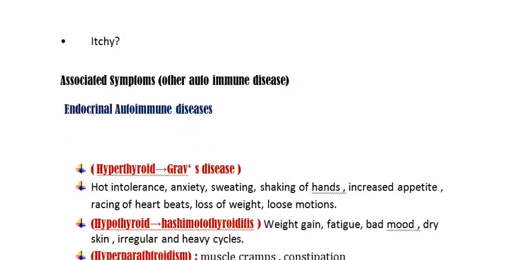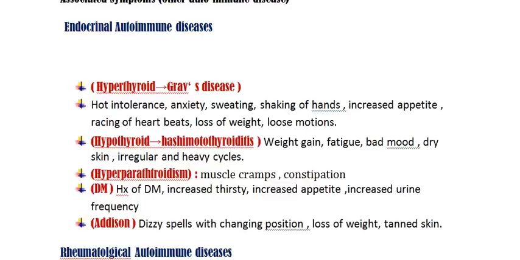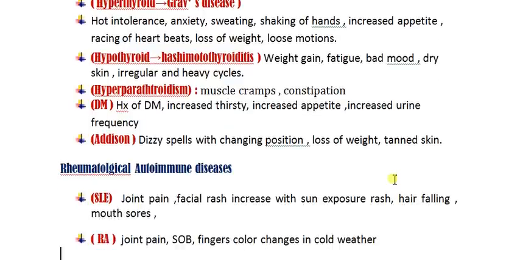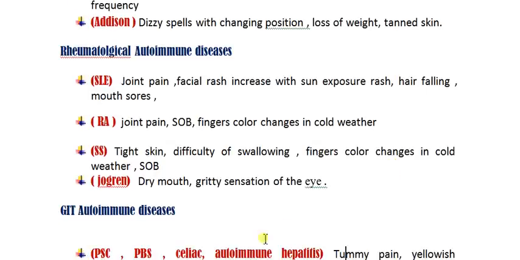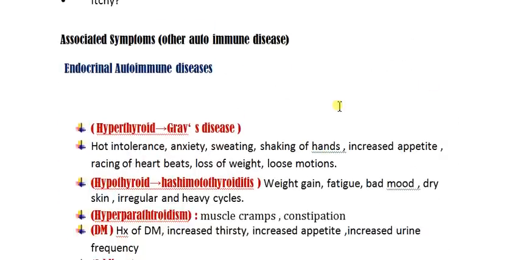Then you have to ask about all other associated autoimmune diseases for the patient. We'll divide them into endocrinal autoimmune diseases, rheumatological autoimmune diseases, and gastrointestinal autoimmune diseases, plus alopecia. We know that vitiligo can be a part of polyglandular autoimmune disease type 1 or type 2, which is associated with multiple and a lot of autoimmune diseases.